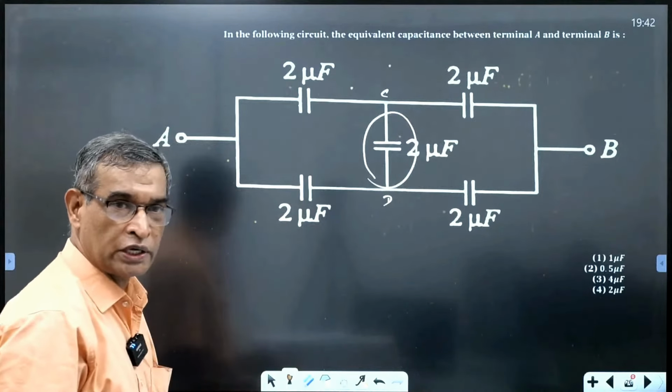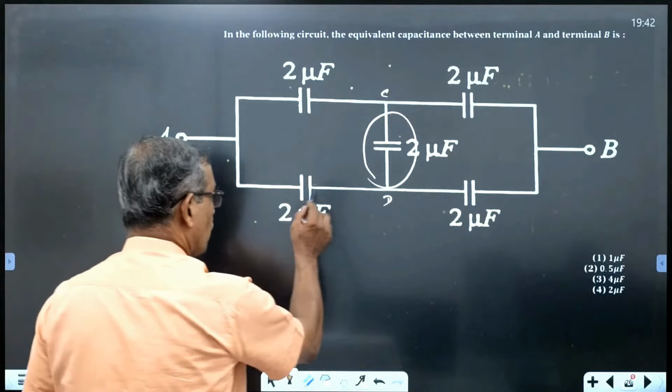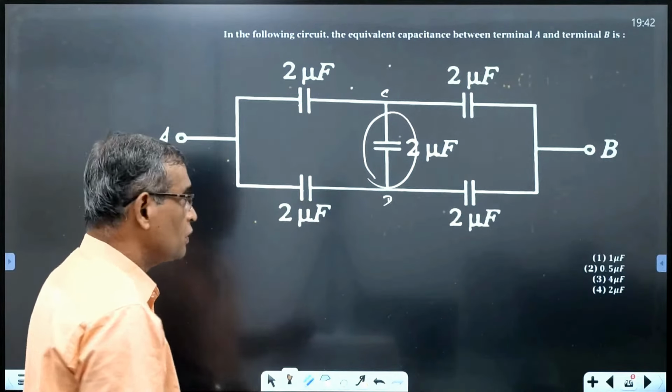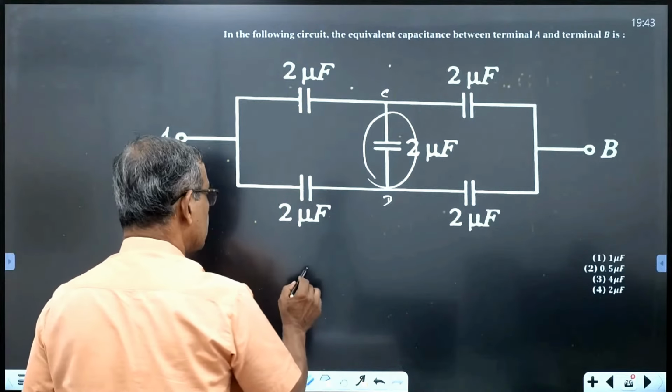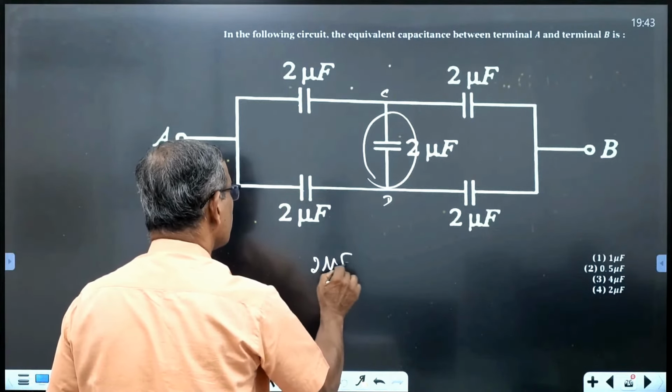Remove this. Then these two are in series. 2 and 2 in series, 1 µF. 2 and 2 in series, 1 µF. 1 and 1 in parallel, therefore 2 µF. Therefore, its effective capacitance is equal to 2 µF.